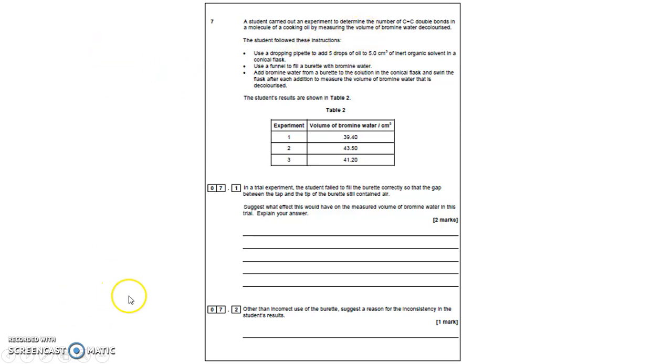So we're looking for a colour change of orange into the flask as the bromine water comes through and is unable to react anymore. Okay, I've got some volumes here of the bromine water. Let's have a look at the first bit of the question.